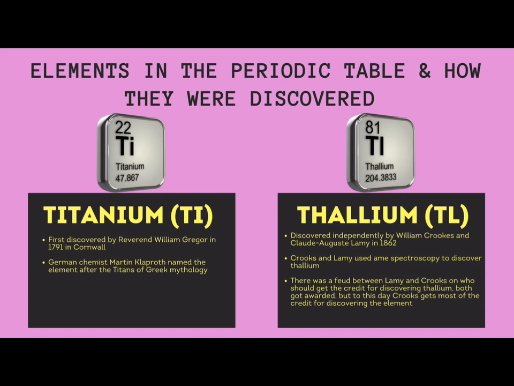selenium-containing substance which was deposited during the production of sulfuric acid from pyrite. He also noticed a bright green line in the spectra and also concluded that a new element was present. He was also able to isolate the new element thallium from the substance. There was a feud between Lamy and Crookes on who should get the credit for discovering thallium. Both got awarded, but to this day, Crookes gets most of the credit for discovering the element.